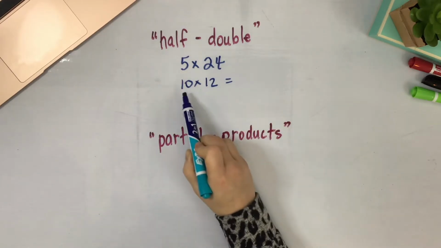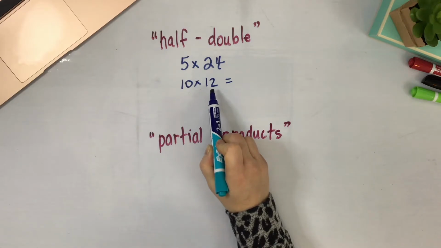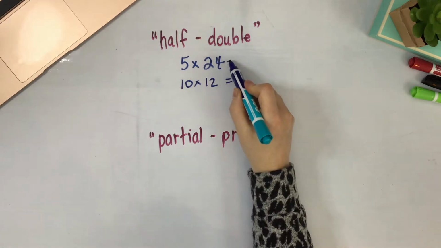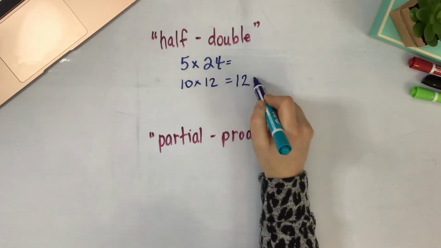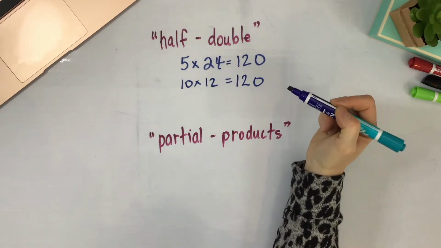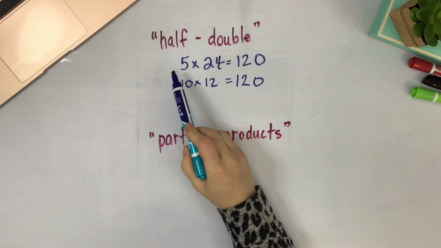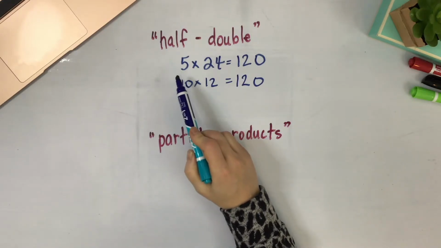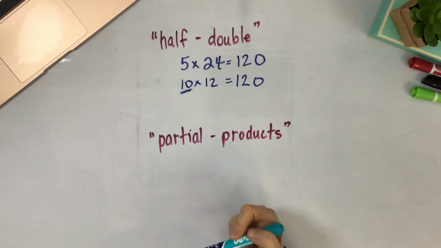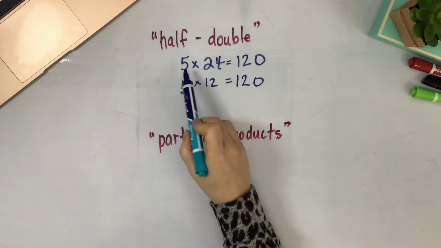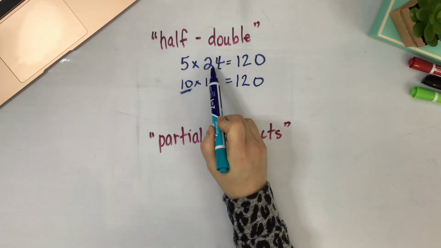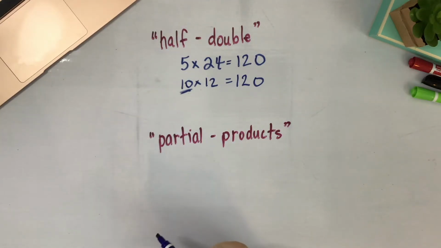Now, for most people, this question, 10 times 12, would be much easier to do in their head than 5 times 24. And guess what? They both have the same answer, 120. So that's a quick strategy you can do, especially when you're multiplying anything by 5 or 50 or something that, when doubled, gives us a very friendly number like 10 or 100 to work with. And remember, you can half the first or double the first as long as you do the opposite operation to the second. So half double or double half.